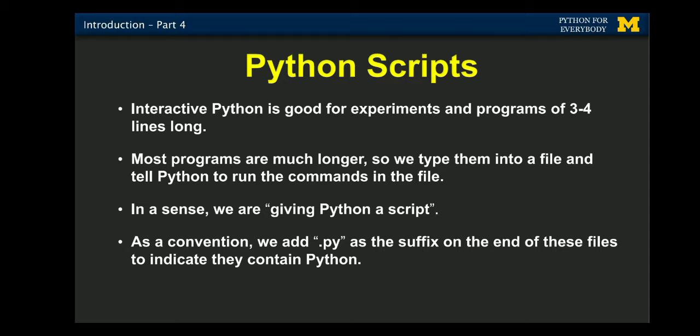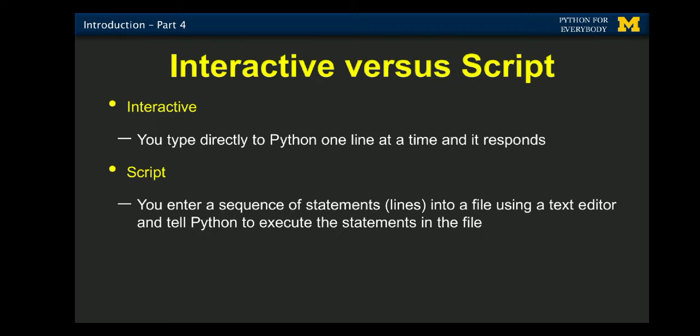Programming paragraphs, Python scripts. Interactive Python is good for experiments and programs three to four lines long. Most programs are much longer, so we type them into a file and tell Python to run the commands in the file. In a sense, we are giving Python a script. As a convention, we use .py as the suffix on the end of these files to indicate that they contain Python. So whenever you see a file with a .py extension, you must understand that it is a Python file.